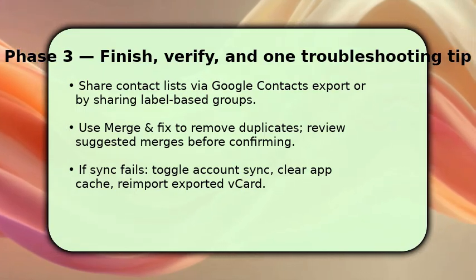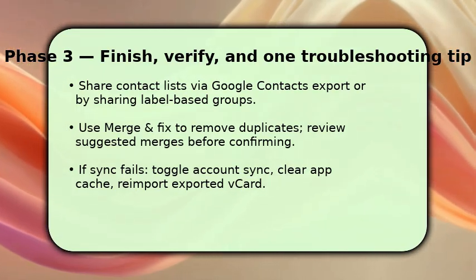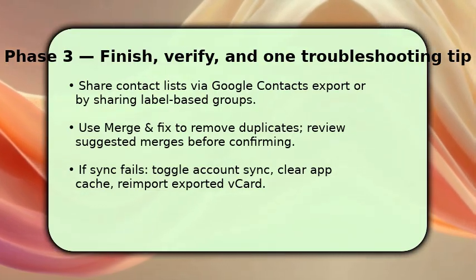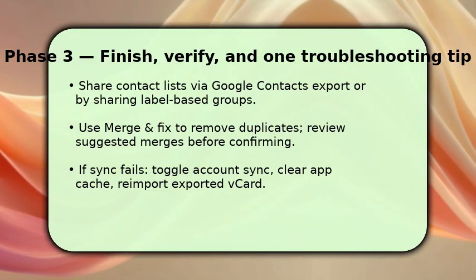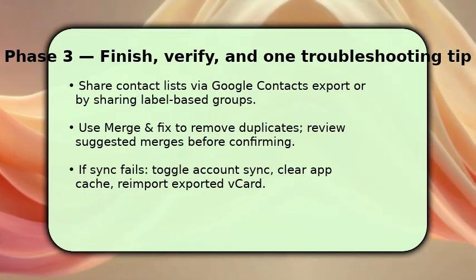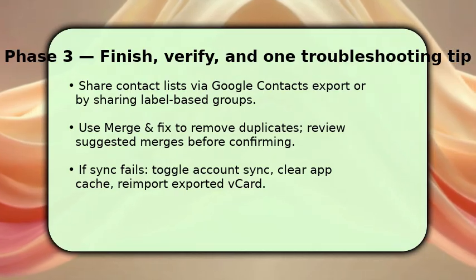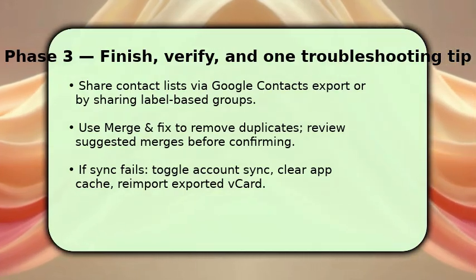If a contact doesn't appear on your phone, toggle Account Sync, clear the Contacts app cache, and re-import an exported vCard if needed. Keeping a recent export avoids permanent loss, and these final steps ensure your contact database stays accurate, shareable, and recoverable.